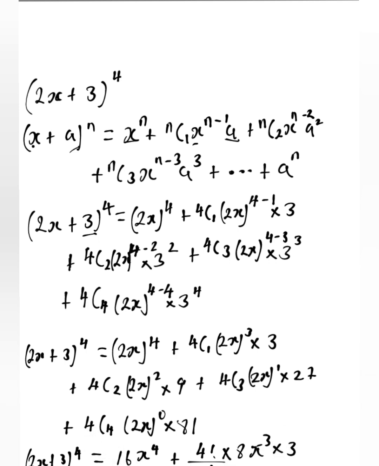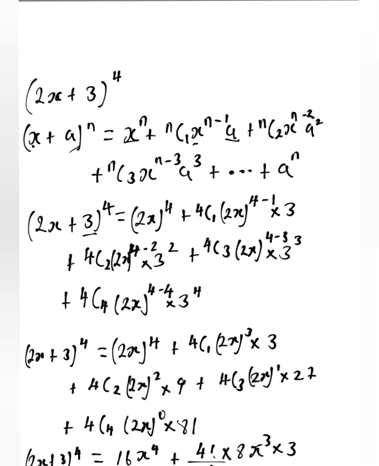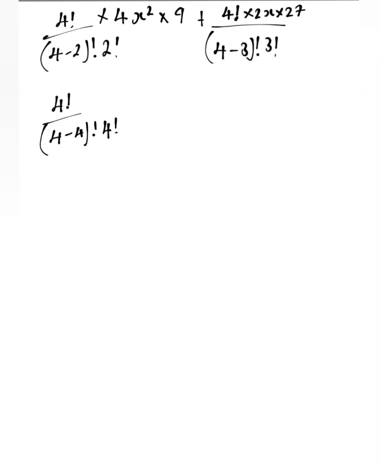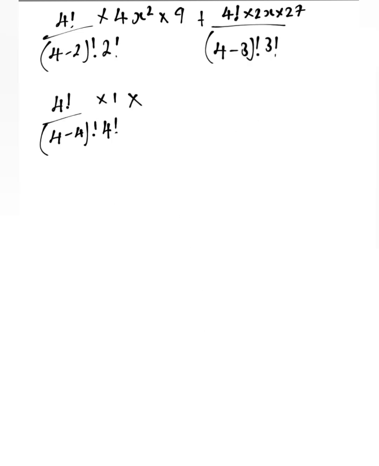plus 4 combination 4. 4 combination 4, that will give us 4 factorial all over (4 minus 4) factorial, 4 factorial. (2x)^0, anything raised to the power 0 is 1, so this is times 1 times 81.